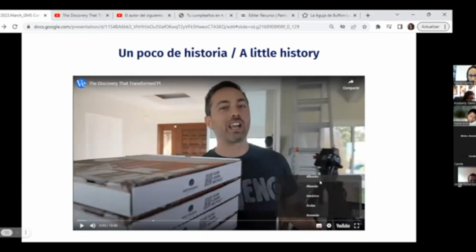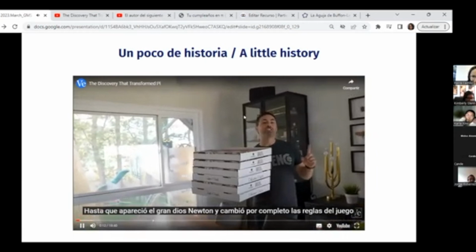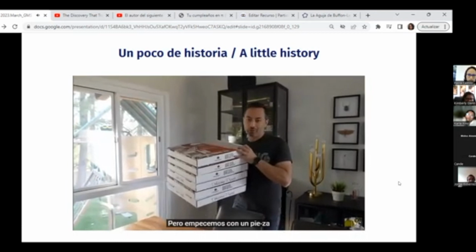Calculate pi. For 2,000 years, the most successful method was painstakingly slow and tedious. But then Isaac Newton came along and changed the game. You could say he speed ran pi, and I'm going to show you how he did it. But first, pi with pizzas.